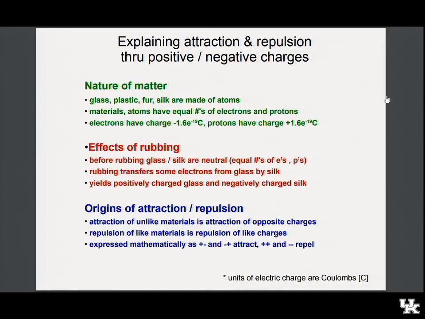And actually, the assigning of pluses and minuses is a very neat way of mathematically encoding that attraction and repulsion. Plus times plus is a plus. Minus times minus is a plus. That's repulsion. Plus times minus is a minus. Minus times plus is a minus. That's attraction. That's how mathematically the positive and negative charges lead to attraction and repulsion. And that's all due to Benjamin Franklin.